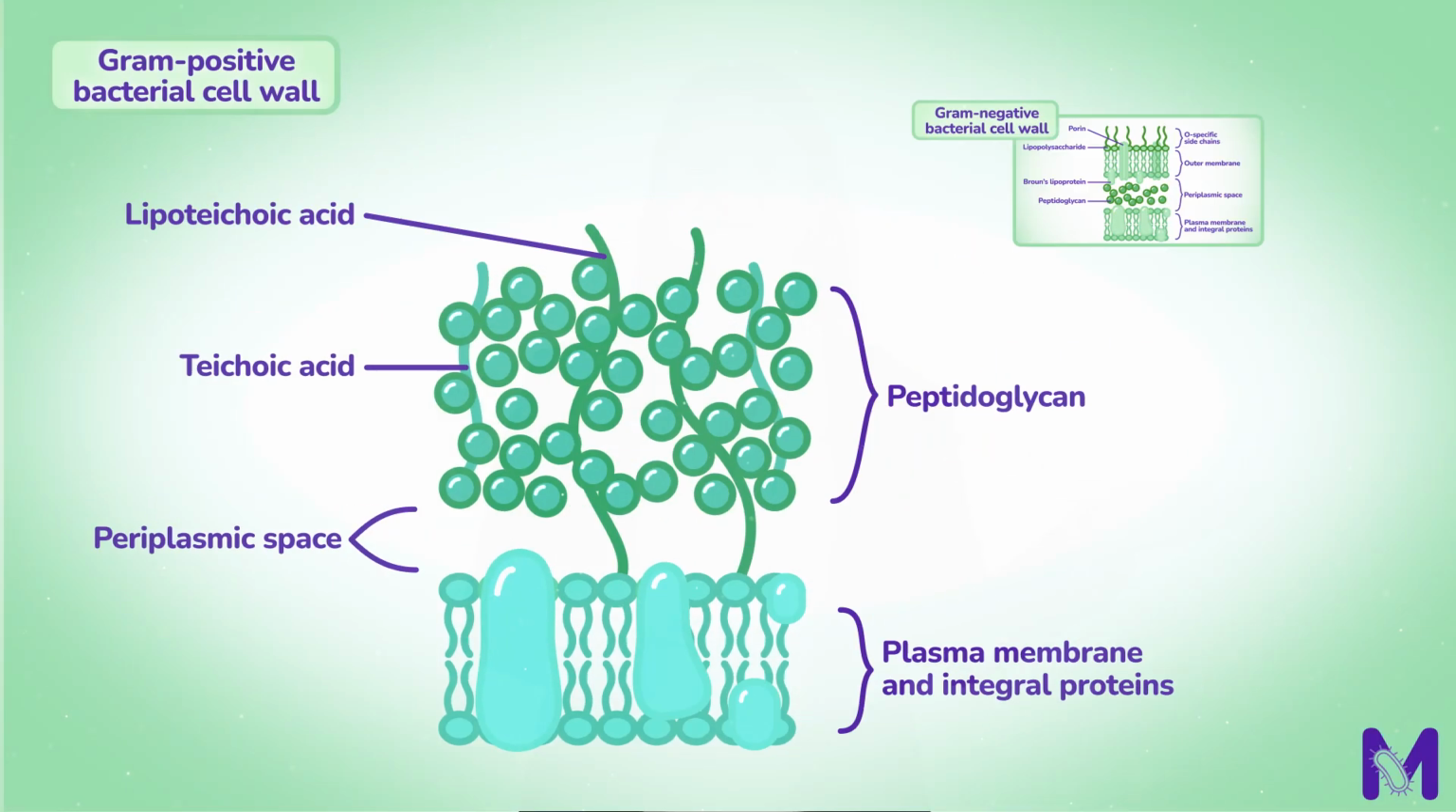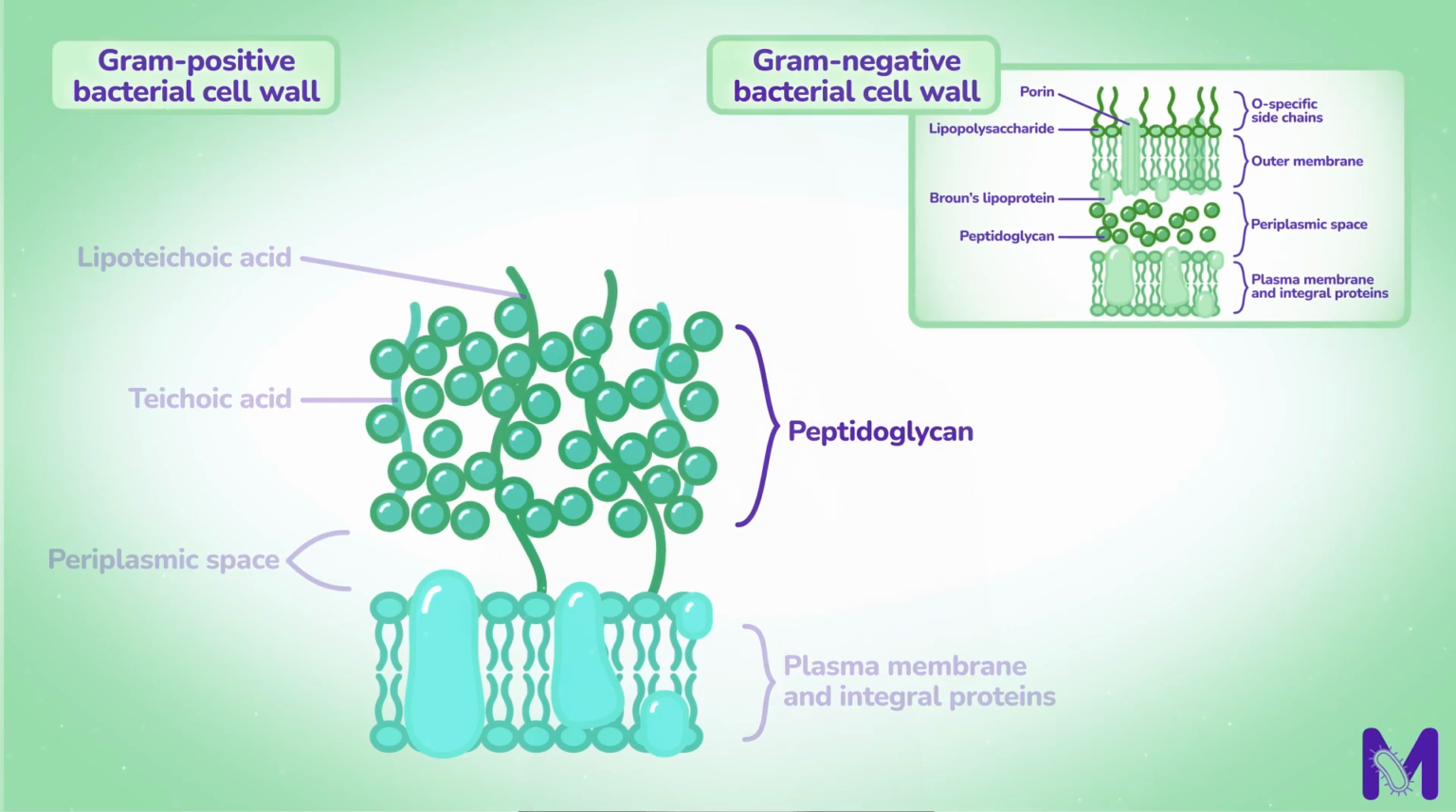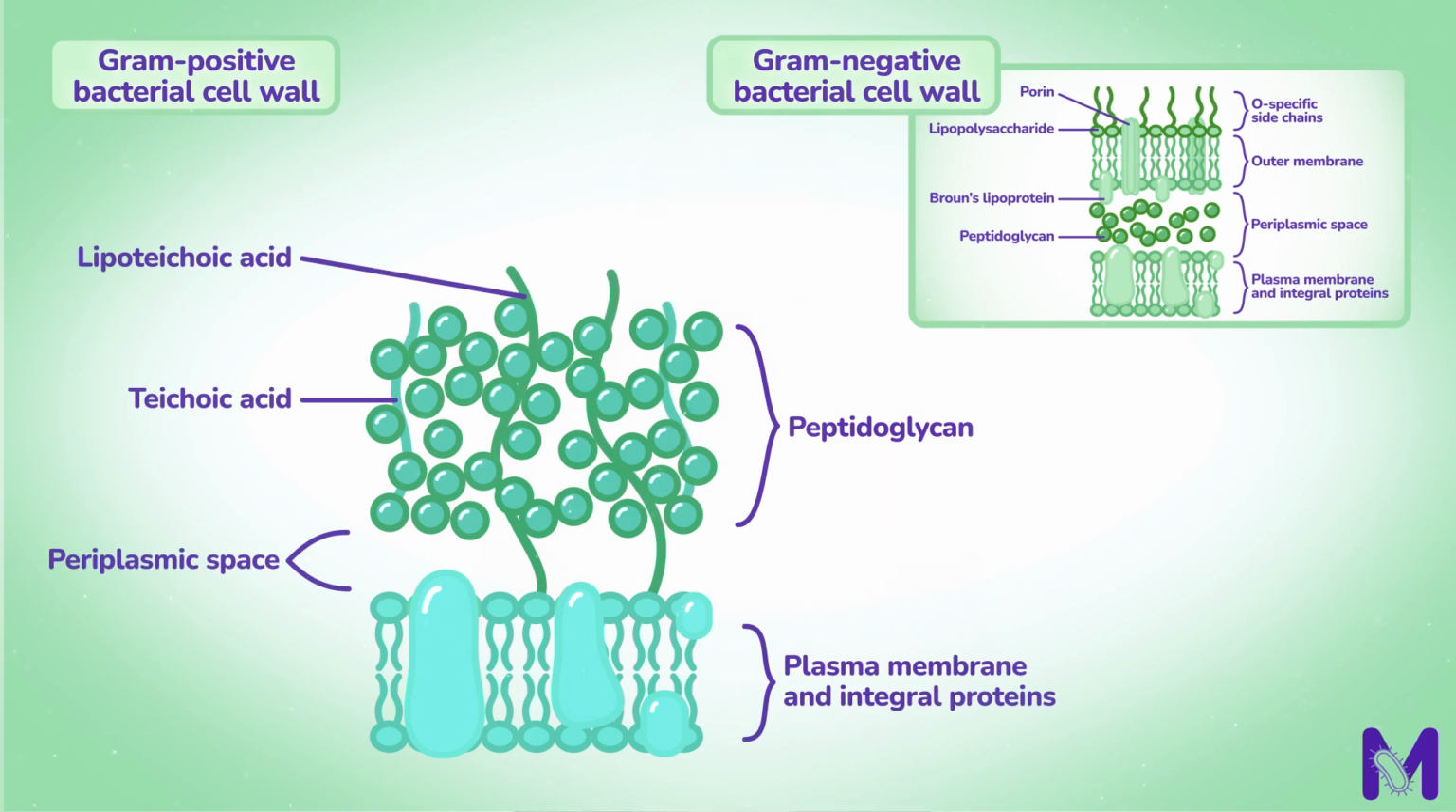Next up, meet positive Polly. We can see that Polly has a much thicker peptidoglycan cell wall that gives her strength, but she lacks Norman's outer lipopolysaccharide membrane. Our focus in this module will be on Norman and his gram-negative allies, who have developed particularly clever strategies to survive in challenging environments.